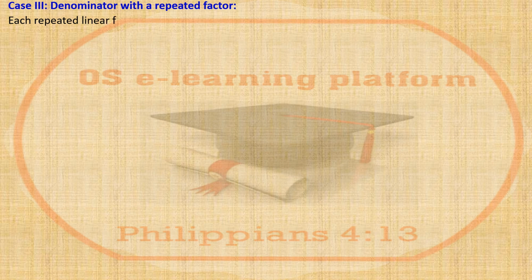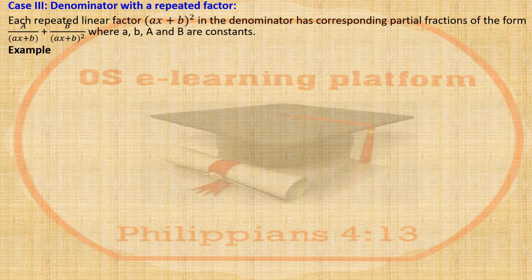Each repeated factor, of course these factors are linear, will take the form a over ax plus b, plus another over ax plus b squared, because it is moving up to squared. If it is cubed, it goes to c over ax plus b cubed, where a, b small and A, B capitals are constants. Can we try this example?